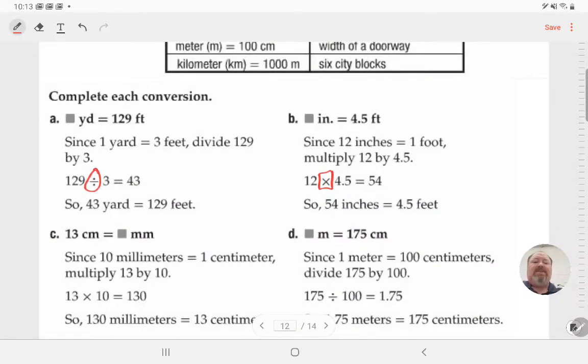Same thing with 13 centimeters to millimeters. Since millimeters is smaller than centimeters, we're going to have a bigger number, so we're going to multiply. 13 times 10 is 130. So there's 130 millimeters in 13 centimeters. In D, we're going from centimeters to meters. Meters are larger than centimeters, so it's going to be a smaller number, so therefore we're going to divide. 175 divided by 100 is 1.75. That's how you convert.